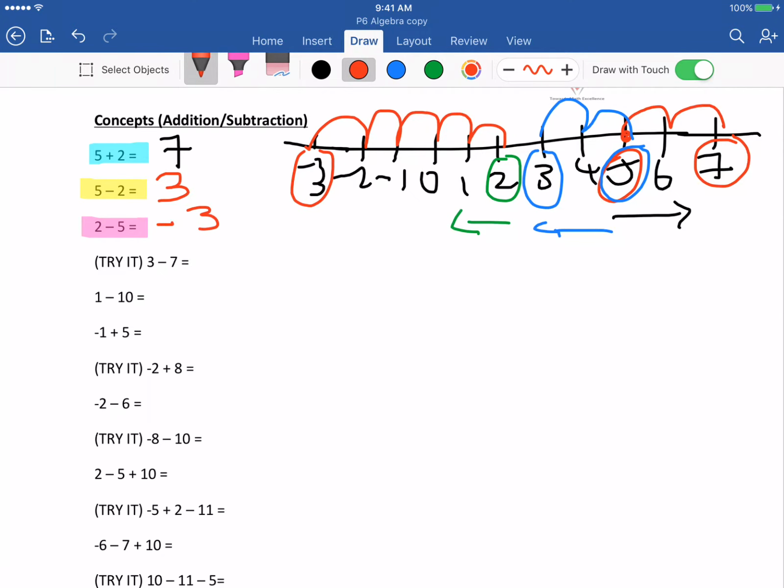Okay, I gave an example. So I want you to go and try this one yourself. Just try it yourself.